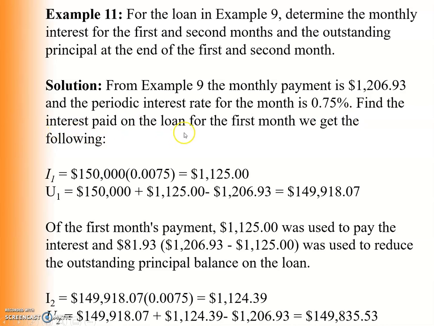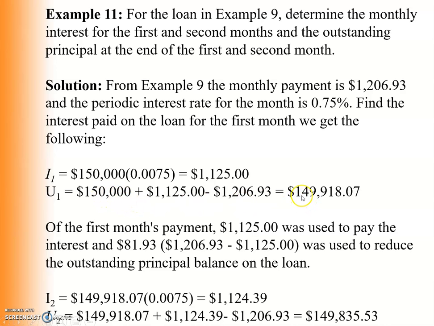So find the interest paid on the loan for the first month. We get the following. In the first month, the principal was $150,000 and the interest rate is 0.75%. So the interest in the first month will be $1,125.00. Therefore the outstanding balance at the end of the first month will be the principal plus the interest, minus the payment which was made.